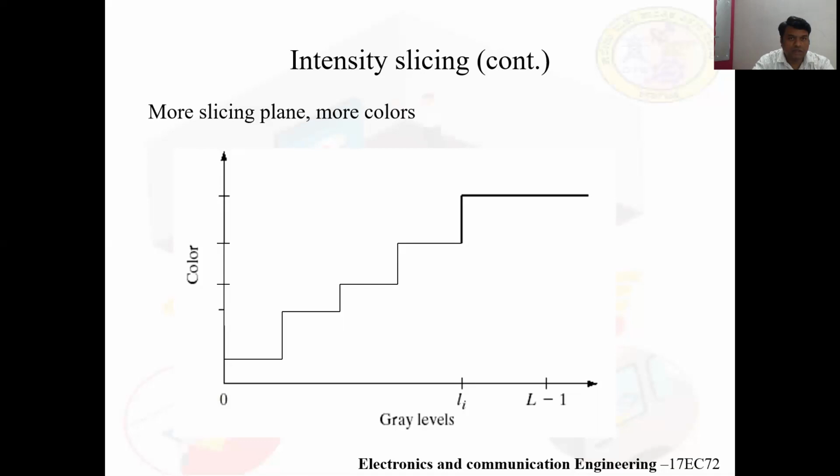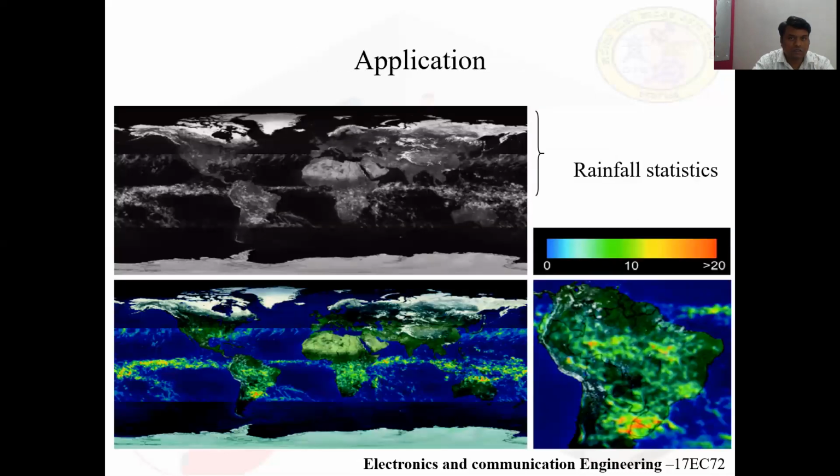With more slicing planes, you can get more colors. You can see from this diagram also: more slicing, more colors. There are different applications: we can see rainfall statistics, we can study astronomical physics, and weather forecasting. These are the different applications.